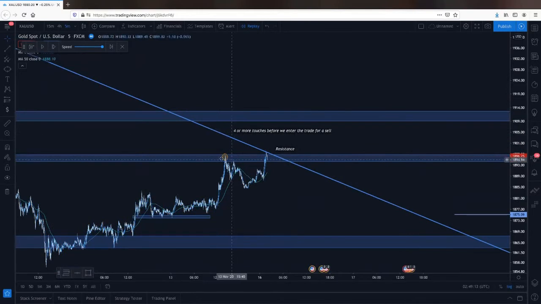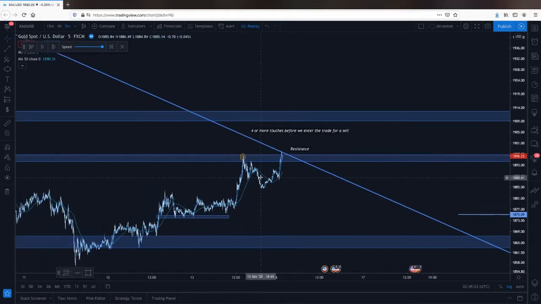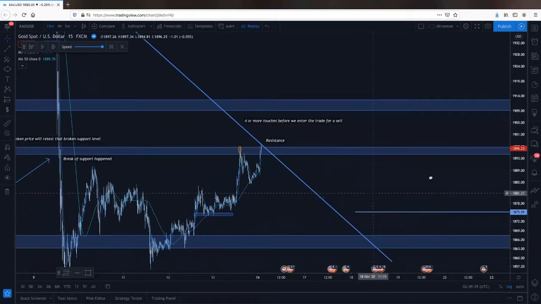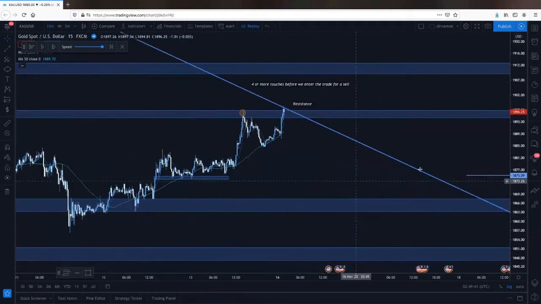So now we got price respect, and we're looking for 4 more touches before we enter a trade. The reason we're looking for 4 more touches is because price does not make the full move until it makes enough structure, like shaping M's, which are double tops, and also just major resistance before it actually comes back down.